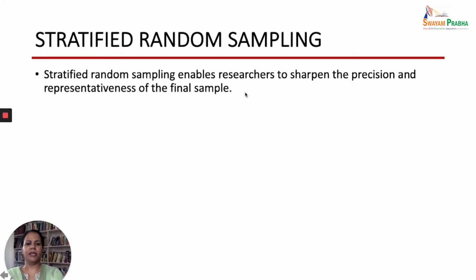Stratified random sampling enables the researcher to sharpen the precision and representativeness of the final sample. So always, where we are making the strata, it increases the precision and it increases the representation, because here we are selecting the subjects from each stratum. If we are using simple random sampling, some strata or some segments might be underrepresented or overrepresented, which can be reduced through the stratified random sampling technique.